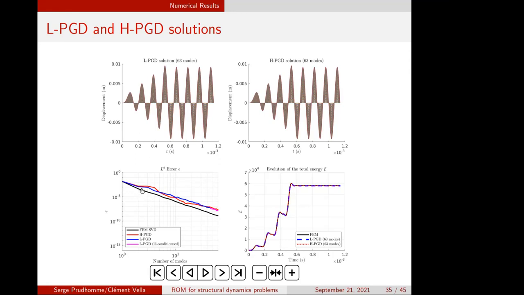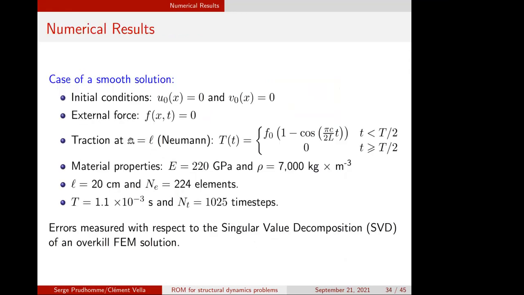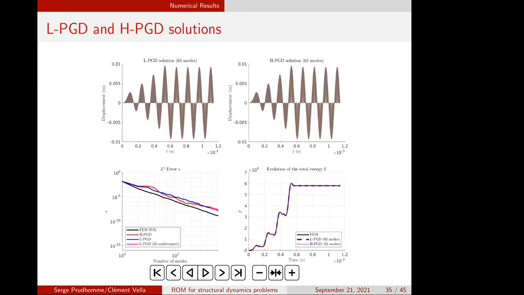Actually, we have more or less the same convergence for the L2 error. And here I'm showing the evolution of the total energy. So what was important to realize is that we would have to apply the traction until a certain time t, and then apply 0 traction. So when we stop applying the traction, the energy would be constant. And this is what we obtain here.